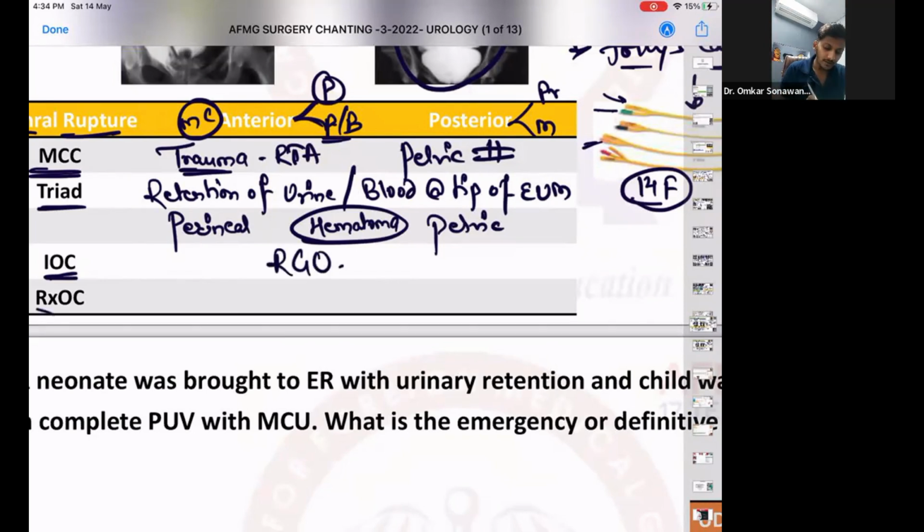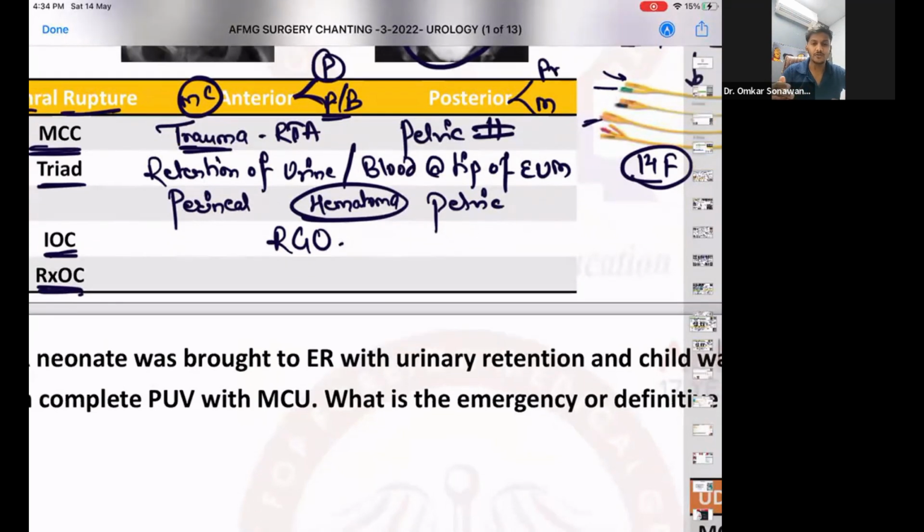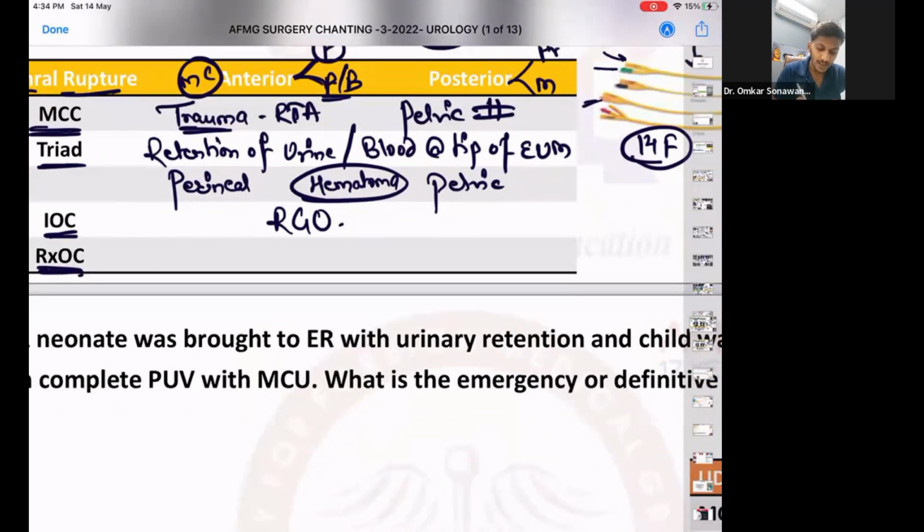What is the treatment of choice for anterior urethral rupture and posterior urethral rupture? Tell me quickly. The treatment of choice for anterior and posterior urethral rupture would be repair. Yes, definitely. The treatment of choice would be a suprapubic repair.